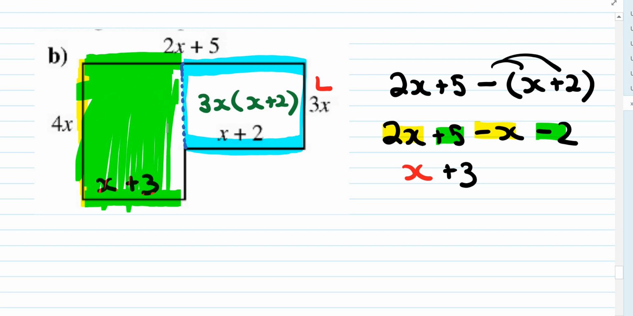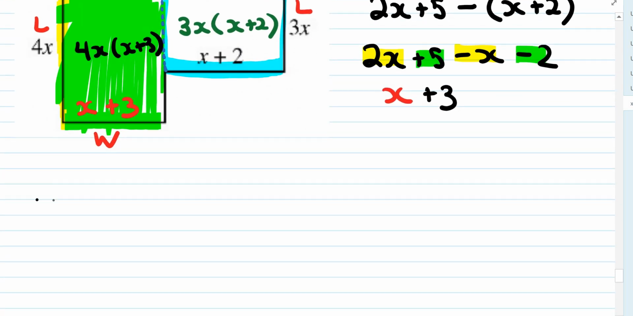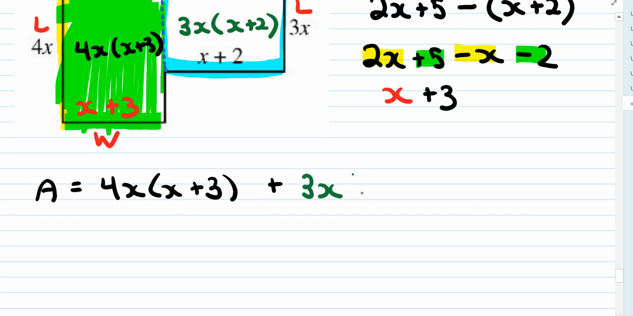Okay, and once we figure that out, now we can find the area of this green rectangle right here. Basically it's just length times width, right? So this is your length, that's your width. If you multiply those two terms, you get 4x(x + 3). So now your total area is going to be 4x(x + 3), that's the green rectangle, plus the blue rectangle. The area of the blue rectangle is 3x times (x + 2).